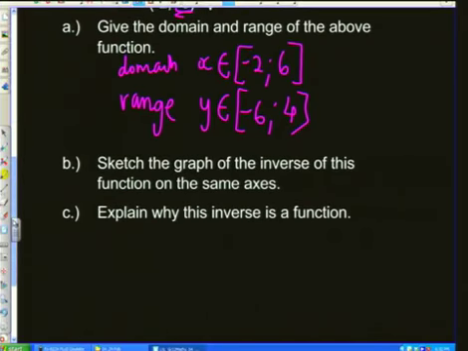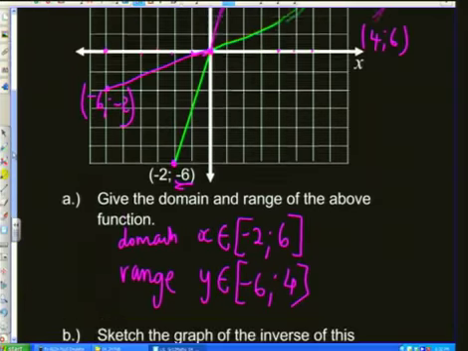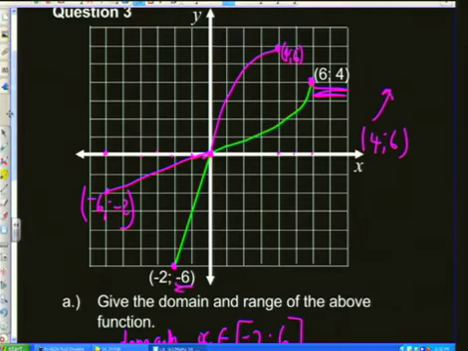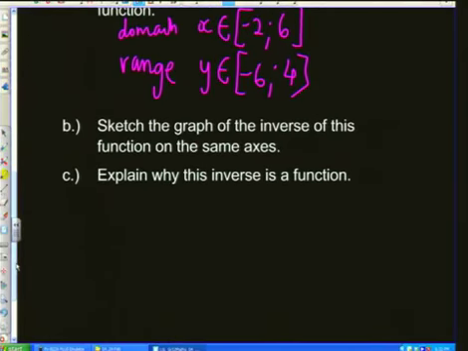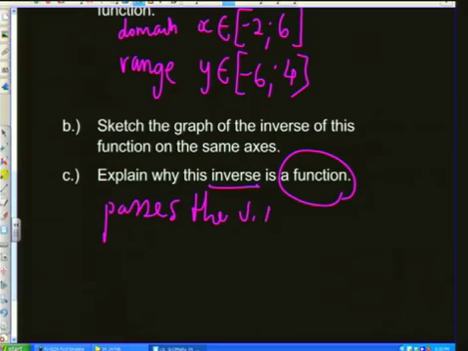Now explain why this inverse is a function. Guys, when we do a vertical line test here, can you see that you've got 1 x, 1 y, 1 x, 1 y? So this function passes your vertical line test. So the inverse is a function because it passes the vertical line test.